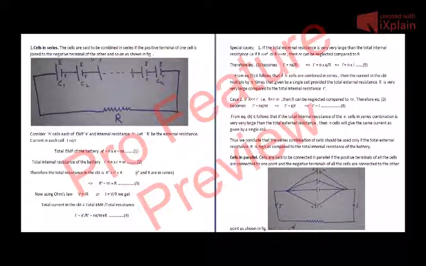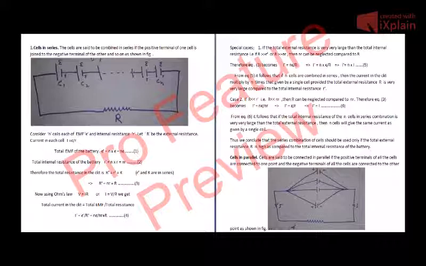Now using Ohm's law, V is equal to IR or I is equal to V upon R, we get total current in the circuit is equal to total EMF divided by total resistance. That is I dash. I dash, the total current in the circuit, is equal to E dash, the total EMF, and R dash, the total resistance in the circuit, which implies I dash is equal to nE upon nr plus R.